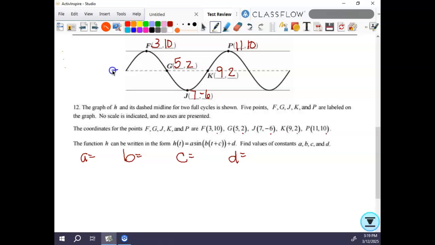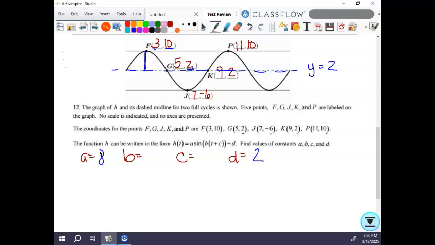So here, this midline is at Y equals 2, so D equals 2. Amplitude is here, okay? The distance here, and the distance is not 2. I don't look at those. I look at my y values. That distance is 8, okay? And we'll talk about whether it would be a positive or negative 8 here in just a second.